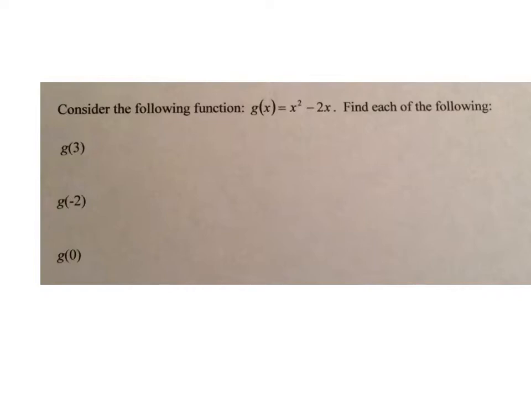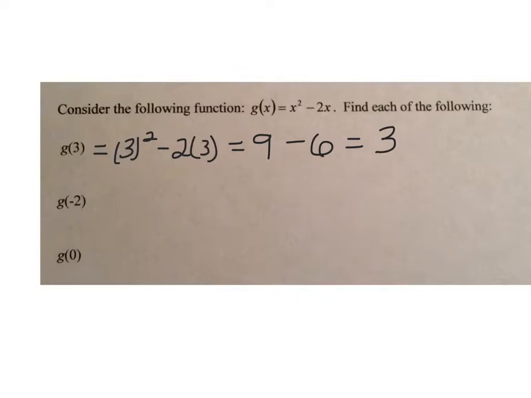So in this case, I have g of 3. So that means that I'm going to say 3 squared minus 2 times 3. Well, 3 squared is 9, right? And 2 times 3 is 6. So here I have 9 minus 6, or 3.